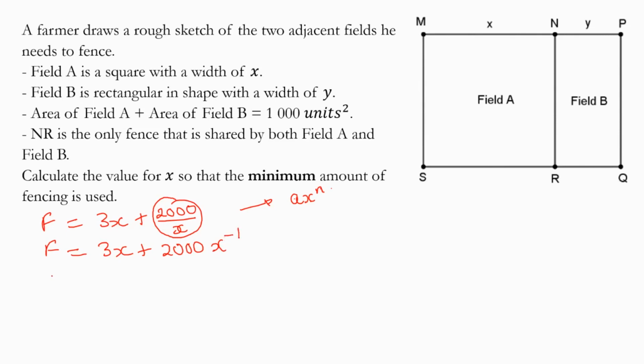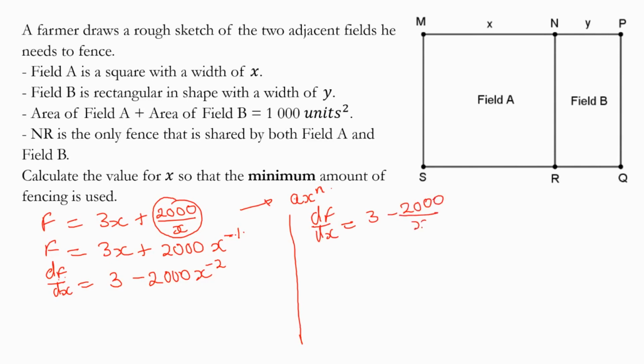Now we can find df dx. We're deriving the length of the fence with respect to x. Deriving 3x, we get 3. Minus, because we're saying negative 1 times 2000, so it's negative 2000, and then x to the power negative 1 minus 1 is negative 2. So df dx is equal to 3 minus 2000 over x squared.